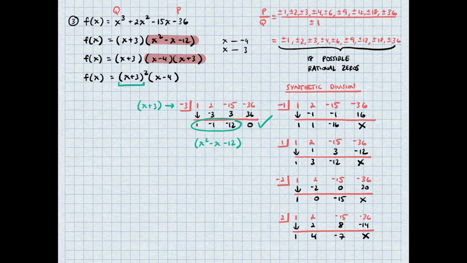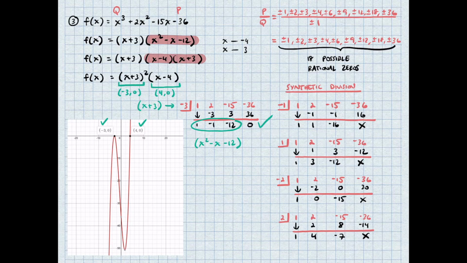From here, we can see one of our x-intercepts is going to be negative 3, 0, and we can see here that our x-intercept is going to be positive 4, 0. Looking at a graph here, we can see our two x-intercepts are correct.